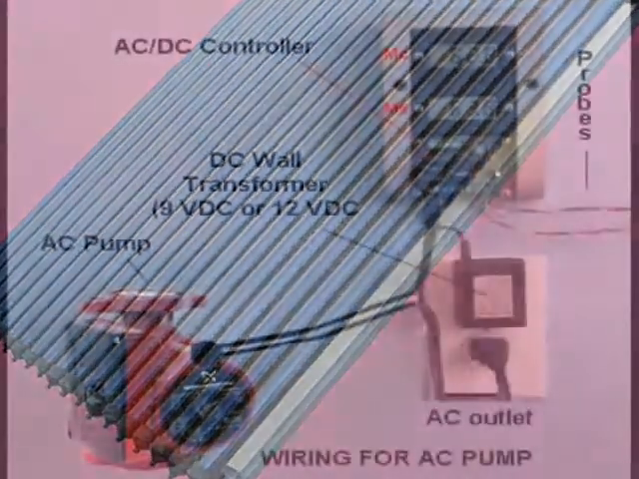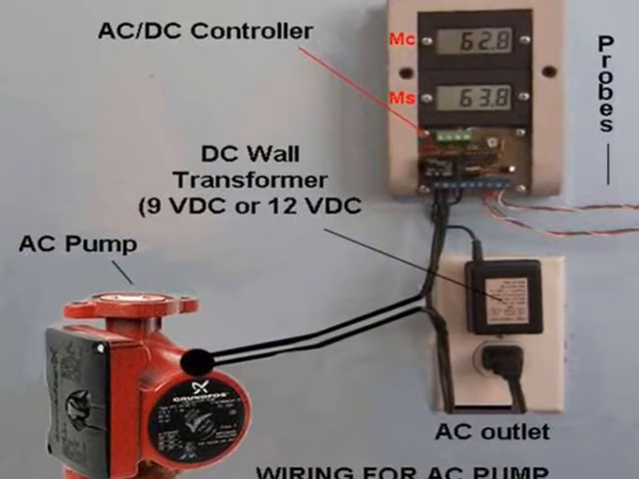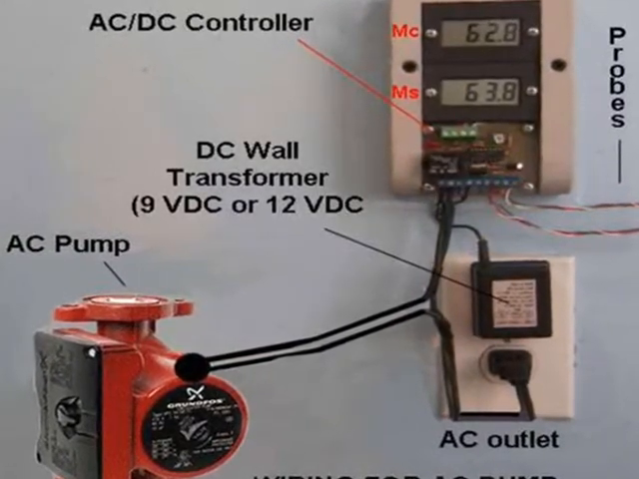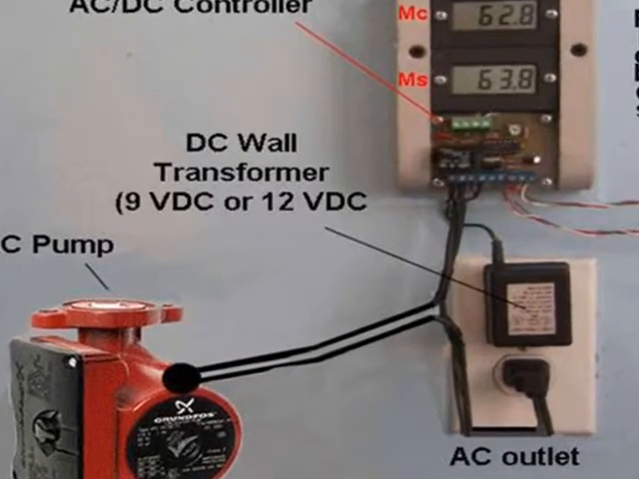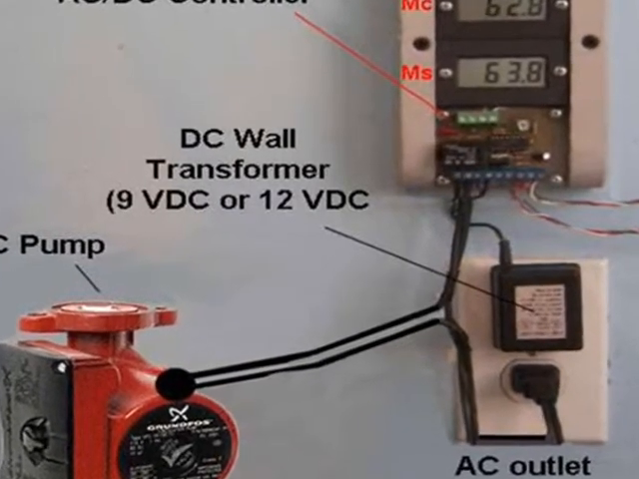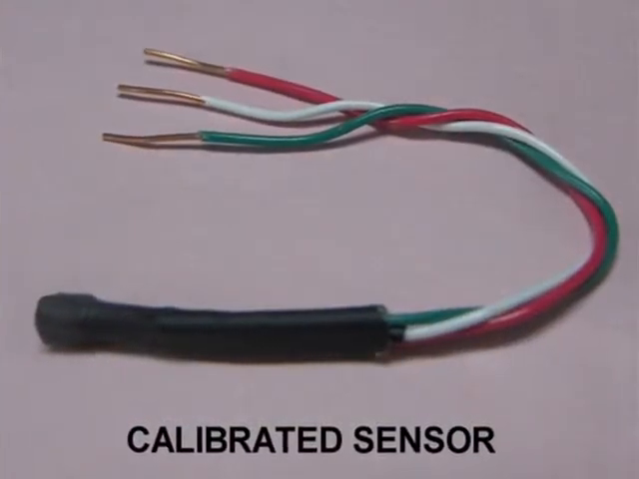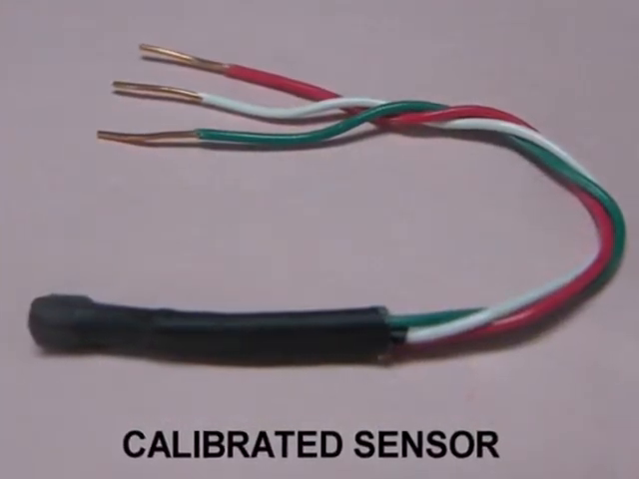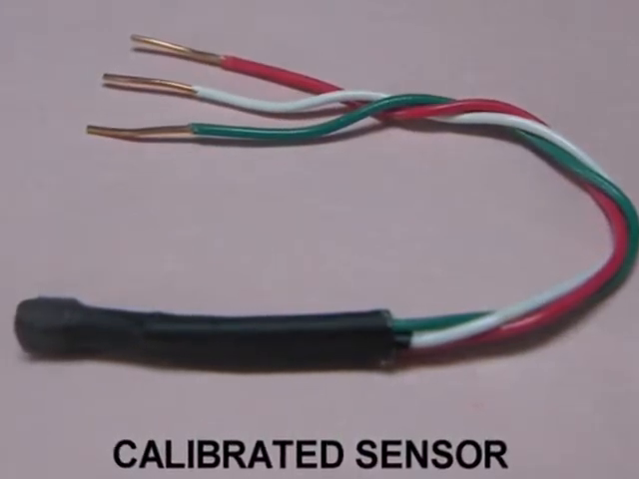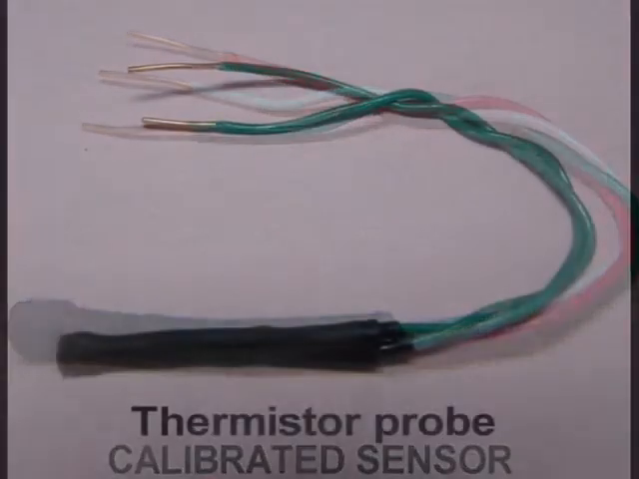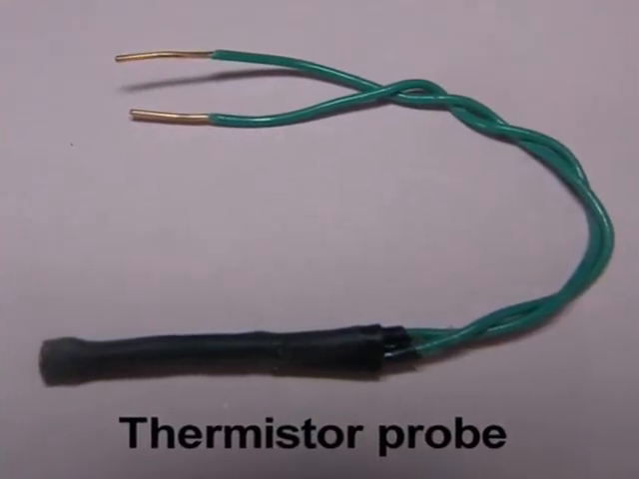Differential controllers are used to automate the heat collection and heat storage process, and temperature probes are used to control the controller. Calibrated temperature probes are often used where accurate temperature readings are needed because they respond with voltage directly proportional to temperature. Thermistors may also be used to control differential controllers. They respond to temperature by changing their resistance.